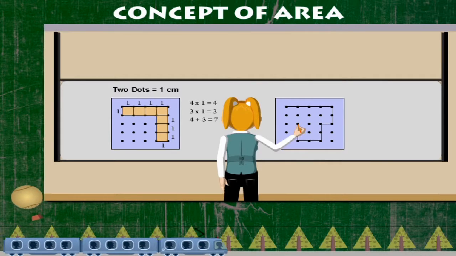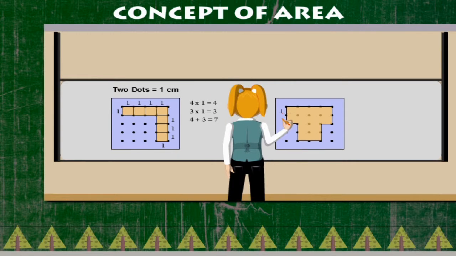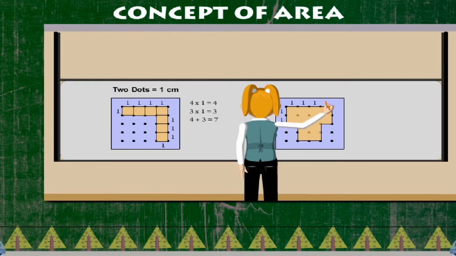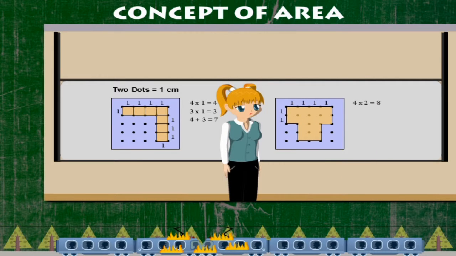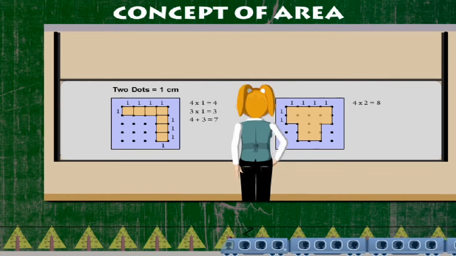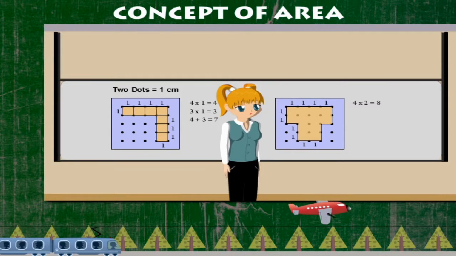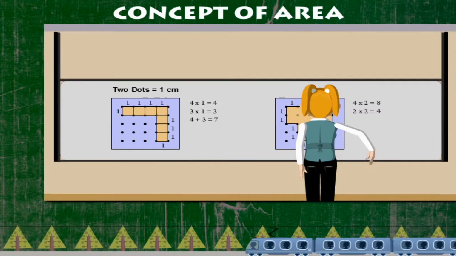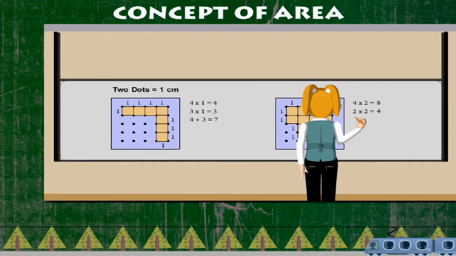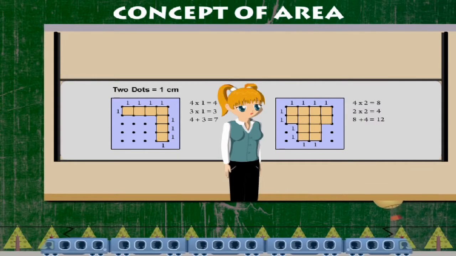Nancy ma'am draws another figure on the next graphical board. The top part of the figure is 4 centimeter long and 2 centimeter wide, which makes the area 4 into 2 equal to 8 square centimeter. The bottom part of the figure is a square 2 centimeter long and 2 centimeter wide. The area here is 2 multiplied by 2 or 4 square centimeter. The total area is therefore 12 square centimeter.